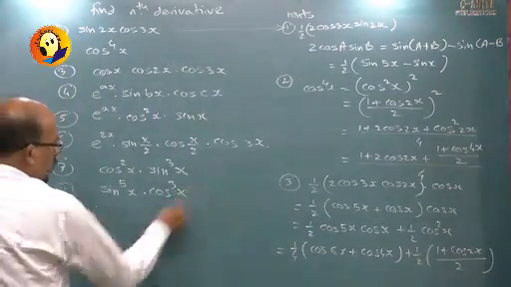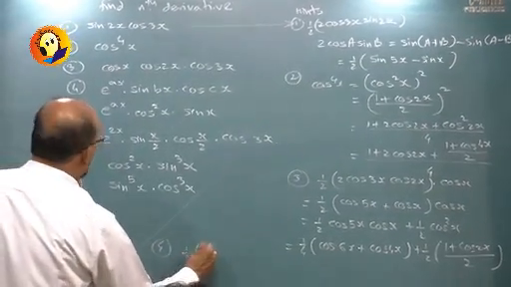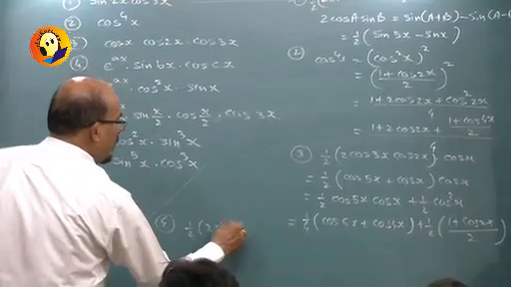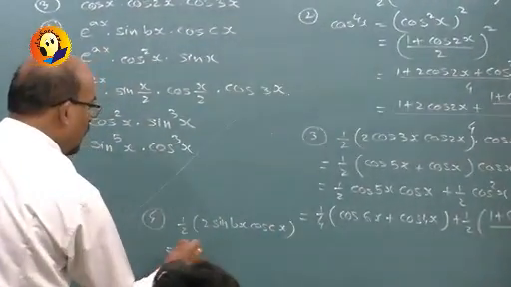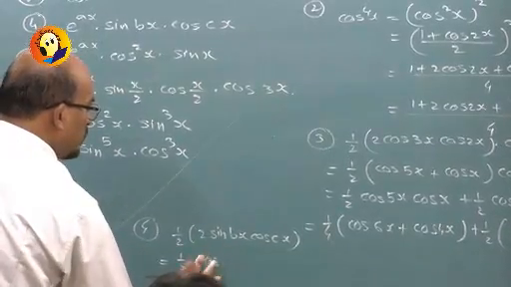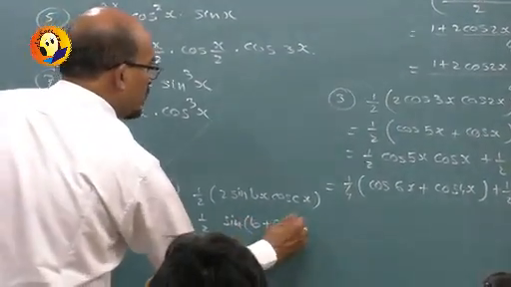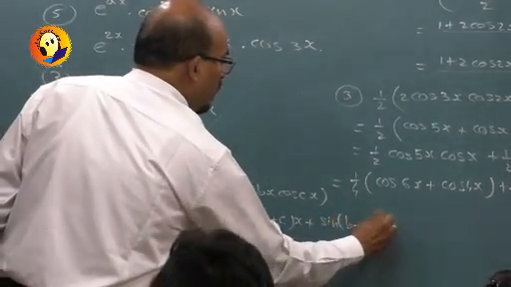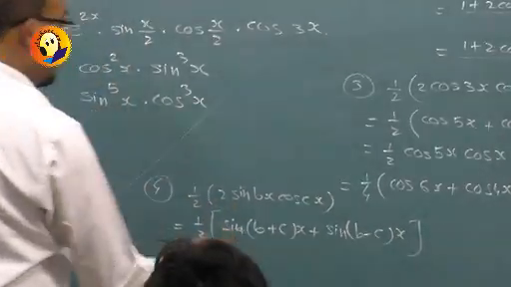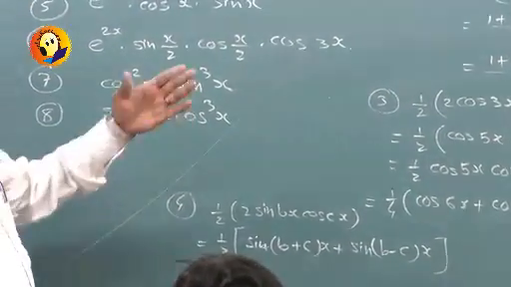Hint for the fourth one, it is half into 2 sin bx cos cx, which will be half into bracket sin of (b plus c) into x plus sin of (b minus c) into x. Substitute and separate.